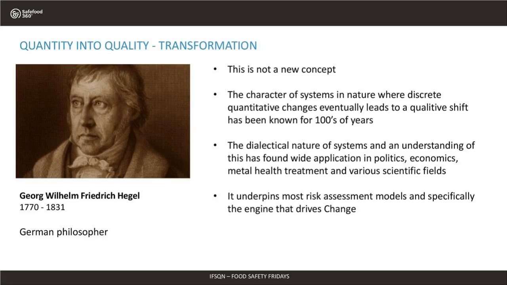And it does, in fact, underpin a lot of what we do in risk assessment in food safety. We know from our probability by severity model that what's actually underpinning that is an attempt to identify that transformation between small quantitative changes into a qualitative shift in what's happening. That's the point. It's almost a critical point, if you like.